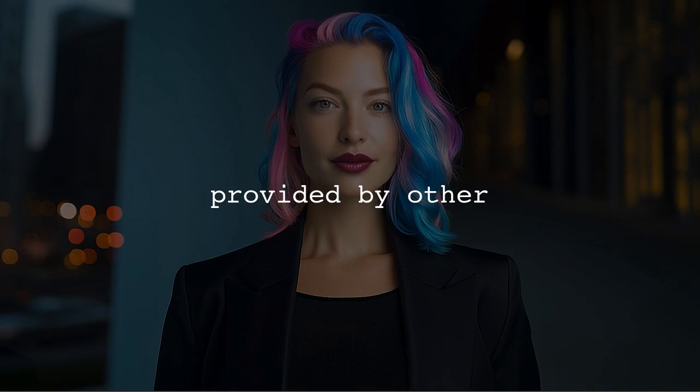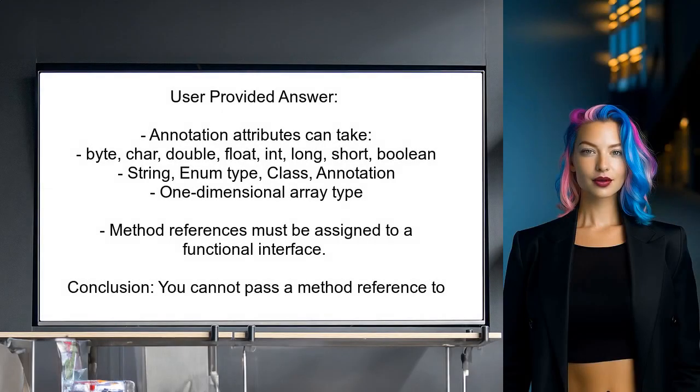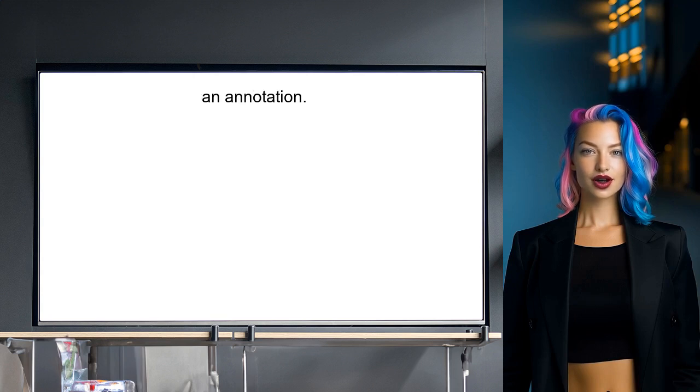Now, let's look at the answers provided by other users. This user points out that according to the Java language specification, annotation attributes can only accept specific types, like byte, char, and string. They explain that method references must be assigned to a functional interface, which means you cannot directly pass a method reference to an annotation.